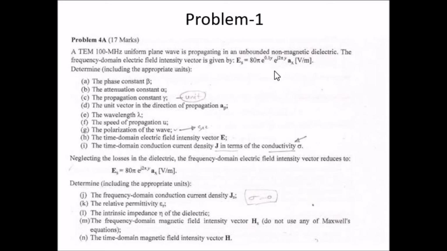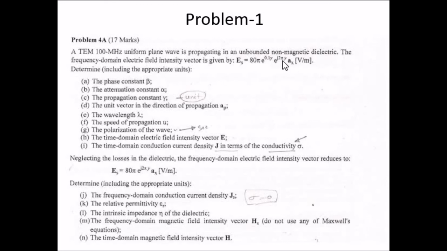So here we have a numerical problem for lossy dielectric. This problem appeared in some test. Here it is said a TEM wave at 100 megahertz. It's supposed to be non-uniform, not uniform, because now the magnitude is not constant. So it will be a non-uniform plane wave. It's propagating in an unbounded non-magnetic dielectric, and the expression of the E field is given as 80 pi e to the power 0.1 y e to the power j pi y ax. So you have to find the phase constant.